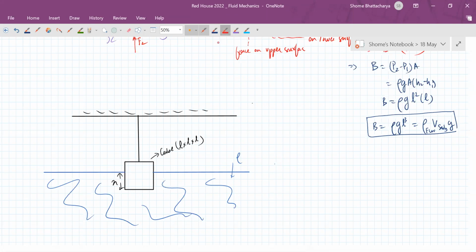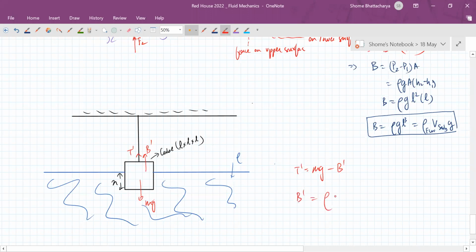Again, when we talk about the forces acting on it, there will be some different tension this time, same weight, but different value of buoyant force. So this time the tension will be equal to the same weight minus a different buoyant force. Now this buoyant force should be equal to density of fluid into volume of the submerged part into g. So by Archimedes' principle, this should become rho into x into L square into g. This is what we are getting by direct application of the statement.